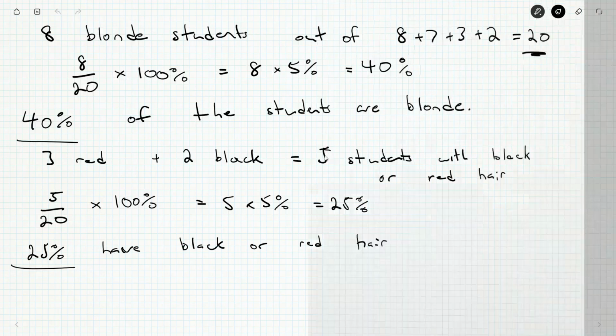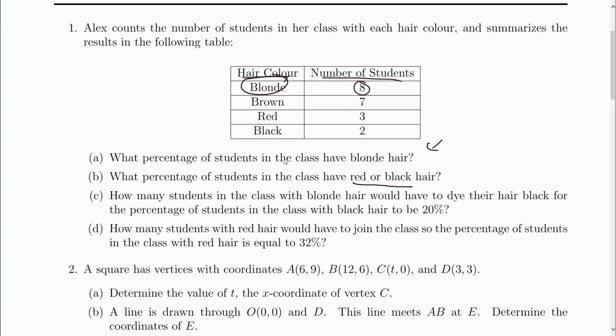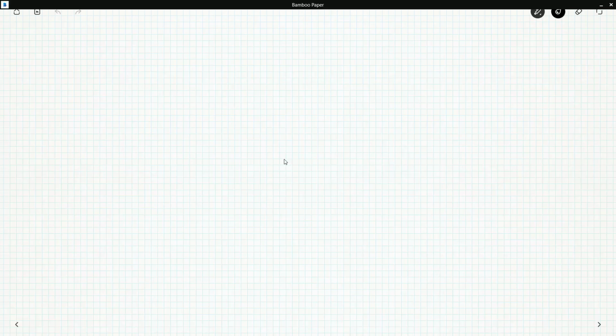I'm just going to flip over to a new page. A little fresh there. Okay, so C part. How many of the students in the class with blonde hair would have to dye their hair black, so they would move from the blonde column to the black-haired column, for the percentage of students in the class with black hair to be 20%? Okay, so this time we've got a target percent. Can we convert that back into a fraction and figure out, well, how many students would you need to have black hair? Now, the number of students, quite crucially, does not change.